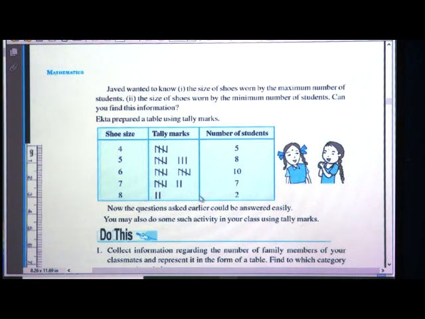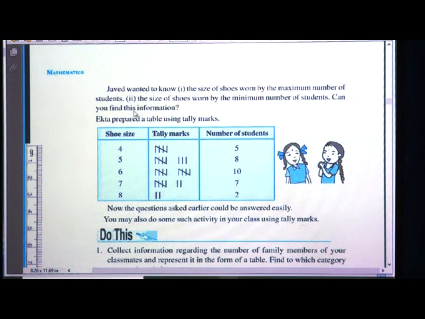Now, what is the question asked? The size of the shoes worn by the maximum number of students. Out of this, which is the maximum you can see? The greatest number, that is 6. So, therefore, the size of the shoes worn by the maximum number of students is 6.